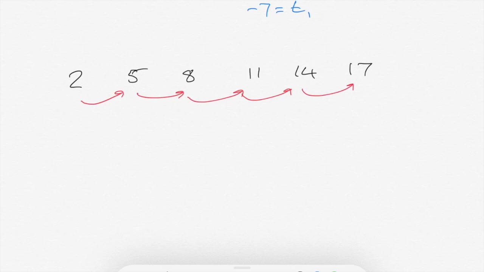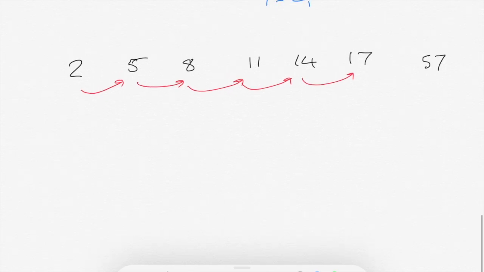We can add them all together. 2 plus 5 is 7, 7 plus 8 is 15, 15 plus 11 is 26, 26 plus 14 is 40, plus 17 gives me a total of 57. But how would we do it if we were adding to 100 terms? We wouldn't want to have to do it manually.